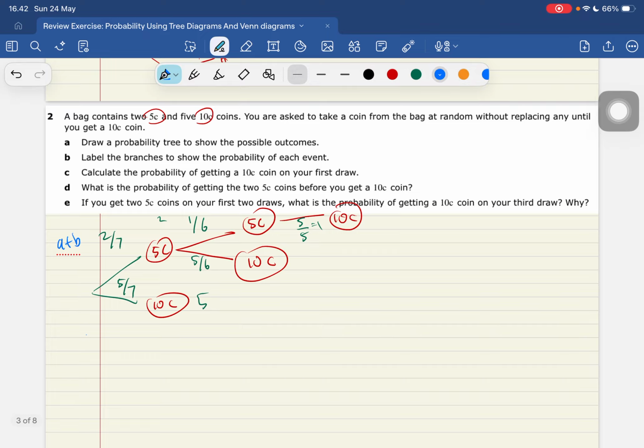For C, calculate the probability of getting a 10 cent coin on your first draw. So we got it here, 5 over 7. What is the probability of getting the 2 5 cent coin before you get a 10 cent coin?